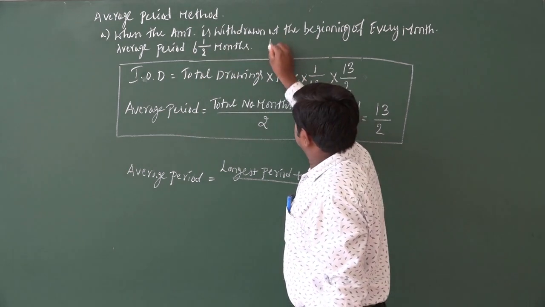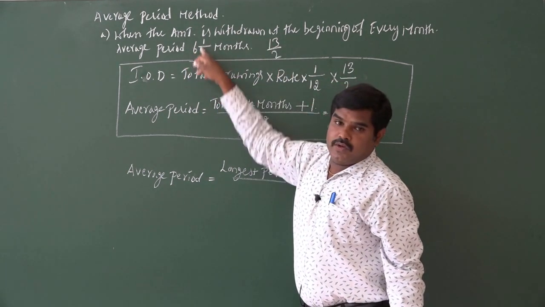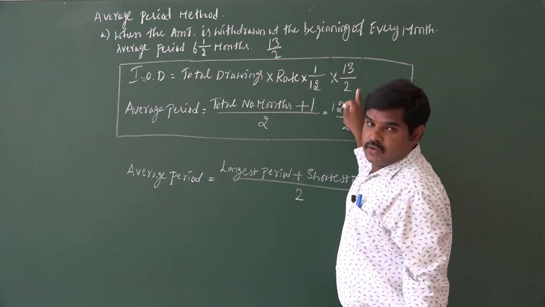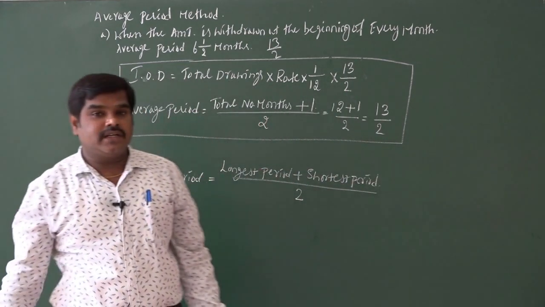12 plus 1 is 13. So 13 divided by 2. That's what, 6 2s are 12, 12 plus 1, 13 divided by 2. So 13 divided by 2 is the average period method. Okay, so the average period method in the NCERT textbook.